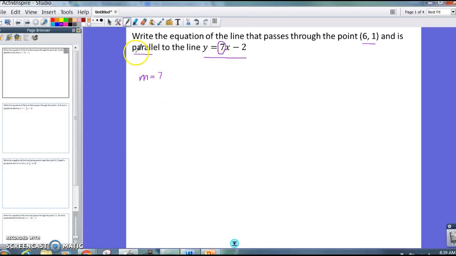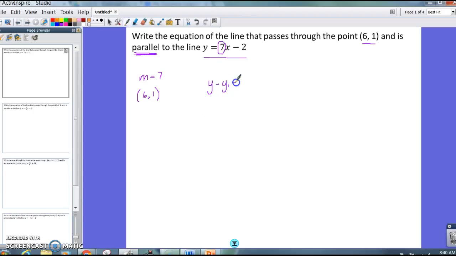And the reason for that is because of this word parallel. Parallel lines have the same slope or equal slopes. So since this slope is 7, my slope is going to be 7. I also have a point. They told me I go through the point (6, 1). So I have the two pieces of information I need to write the equation of my line.